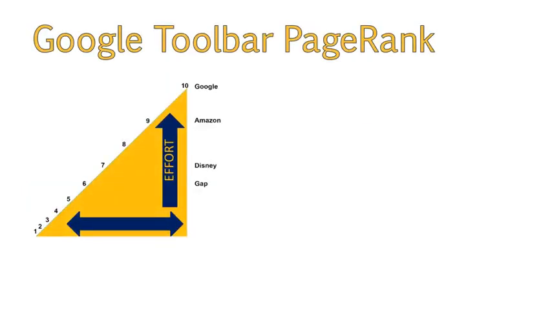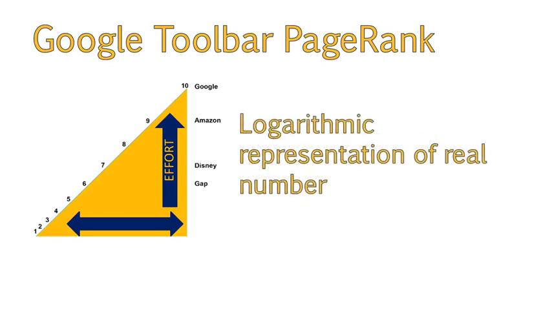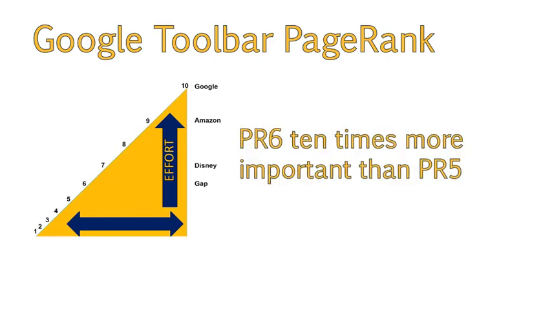One more thing that I want to talk about, which is this notion of the Google toolbar, which historically has had this PageRank meter on it, which supposedly shows you the PageRank for a web page. A couple of important points you should know about that. First of all, it's not the same as real PageRank, what's been shown there. It's actually a logarithmic representation of the real number of PageRank. And what that means is that if you have something which Google calls PageRank 6, it's in theory something like 10 times more important than a PageRank 5 page.